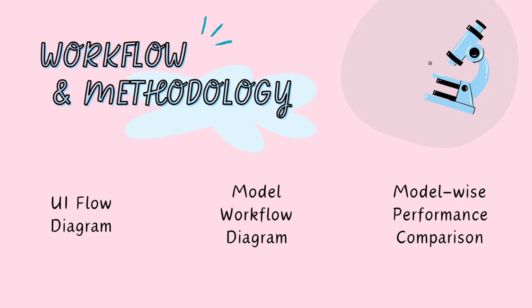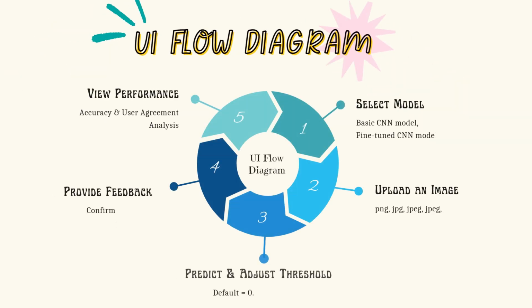Now, let's break down how the system works behind the scenes. Step 1, Model Selection. The user picks which AI models to use, from basic CNN to advanced YOLO V5. Step 2, Upload an image. They upload a chest X-ray in JPG, PNG, or DICOM format.